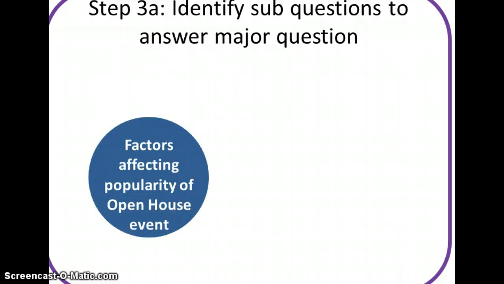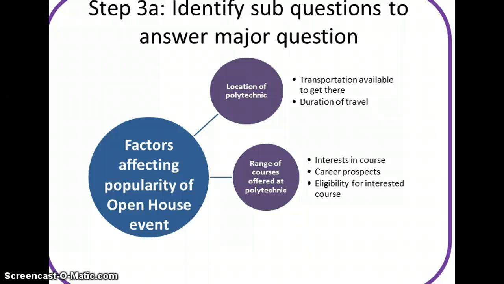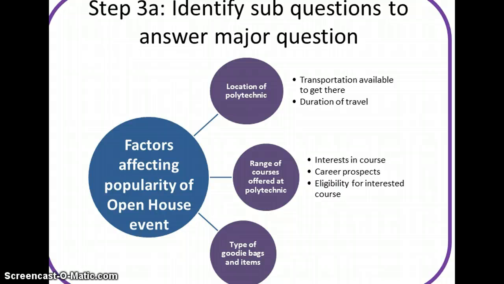Let's identify some sub-questions to answer the major question. What can we have here? Location of the poly. What are the transportation available to get there? What is the duration of travel? What are some of the courses that are offered at the poly? And how about the candidate's interest in the course? What are the career prospects? And what is the eligibility? How many points do you need in order to enter that course? And some people attend open house because of the goodie bag, so that could be one possible factor.